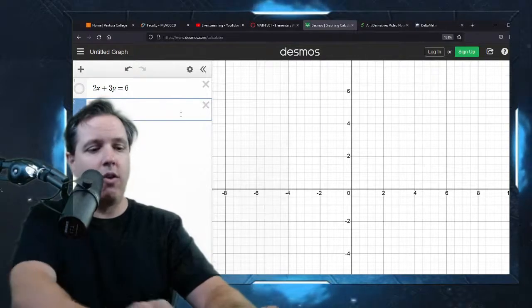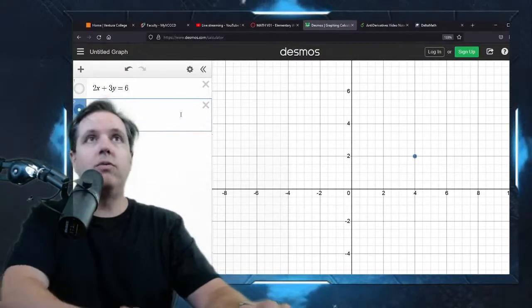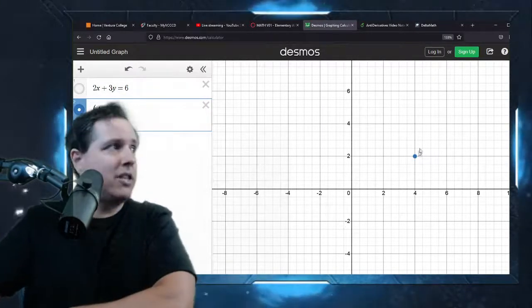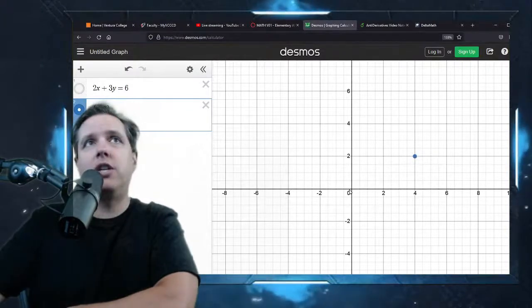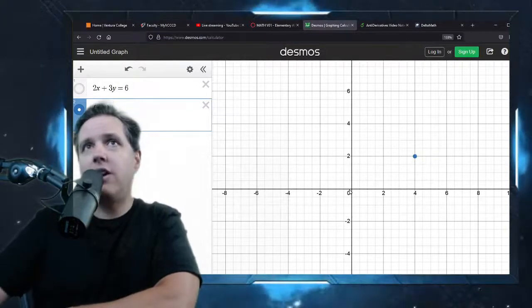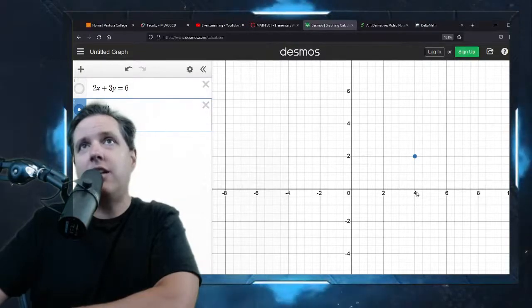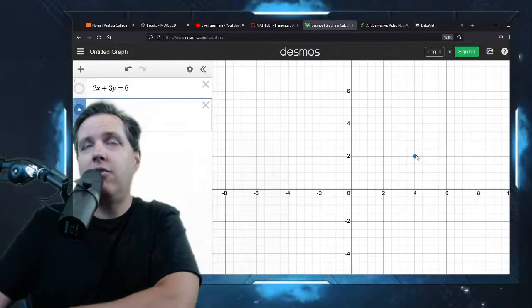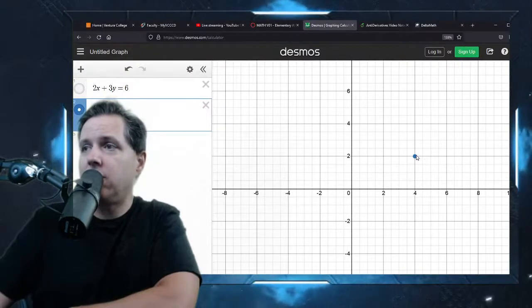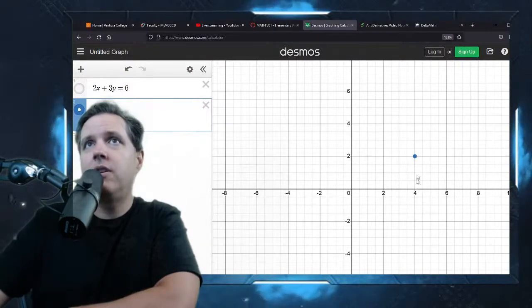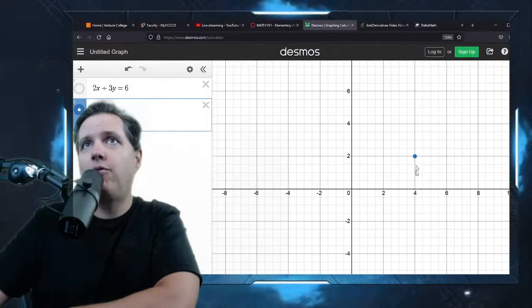Let's say (4, 2). So how did this pop up? Well, if you start at the origin, the first component is horizontal. It says to move 4 in the horizontal positive direction and 2 in the vertical positive direction. Okay? So that's how we get (4, 2). You go over 4, up 2.